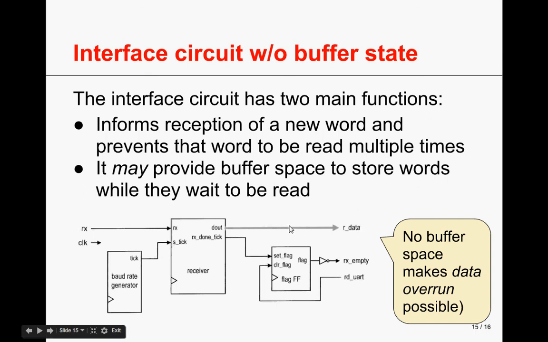Now, because there is no storage space, it may happen that if a new word starts to be received before the microprocessor comes to fetch the one that has just arrived, then we will have what is known as an overrun condition. That is to say, the new word will overwrite the previous one which had not yet been read.